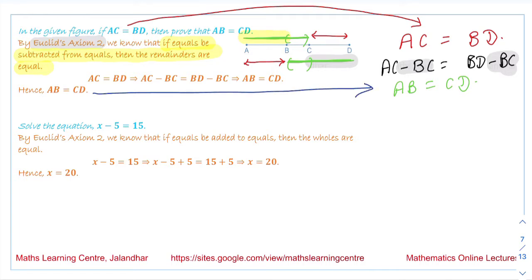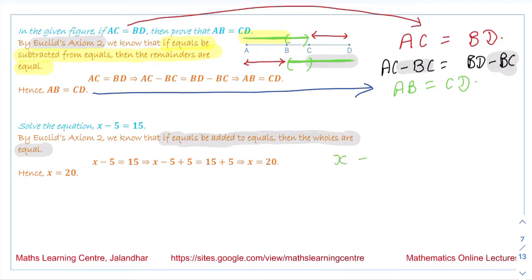Similarly, it is x minus 5 is equal to 15. You have to solve this equation. So this is not basically a geometrical problem, this is an algebraic problem. So a similar kind of approach we can use over here. We are using Euclid's second axiom, which says that if equals are added to equals, then the wholes are equal. So I hope it is more clear to you what is the meaning of this term.